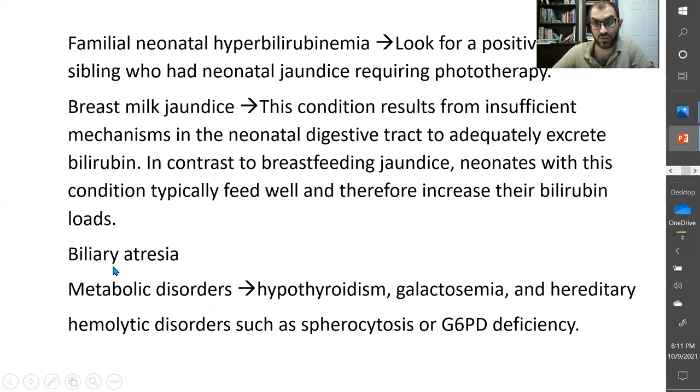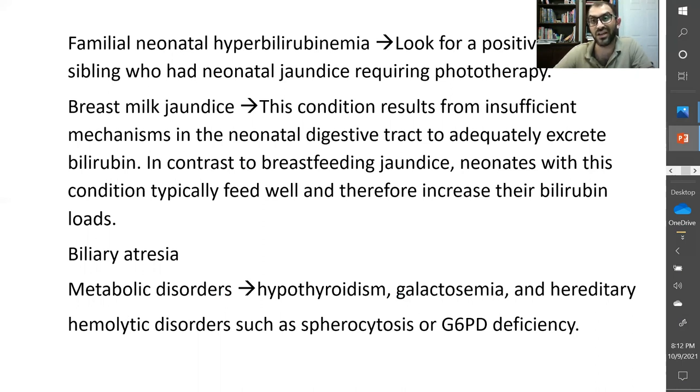Metabolic disorders, we'll talk about it in a couple of minutes, like Gulliver and galactosemia. Metabolic disorders like hypothyroidism make everything slow, including jaundice resolution. Galactosemia, we'll talk about it in a couple of minutes. This is the story of the Gulliver.